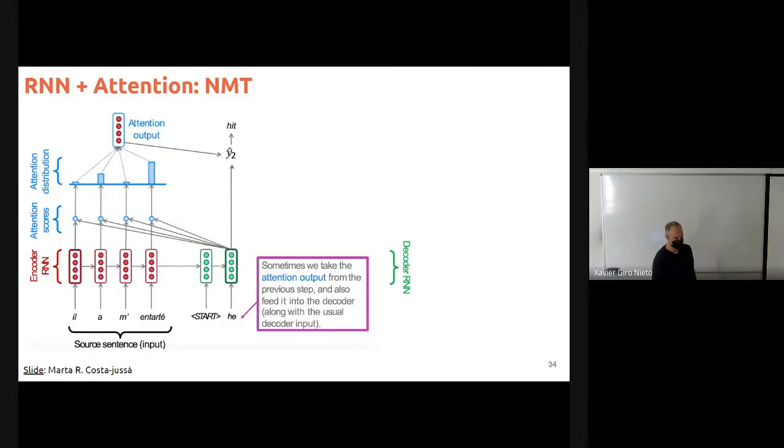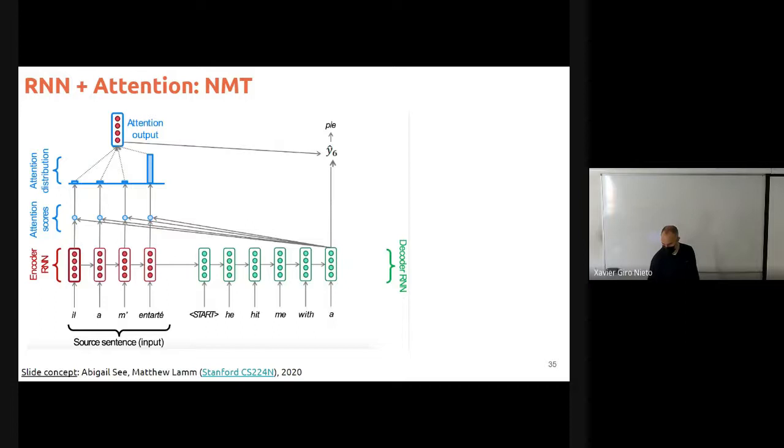Good. So we would just iterate more and more. At the end, there should be an end of sequence token that I didn't put here, but we would be translating more and more tokens, and we would have the translation in French.